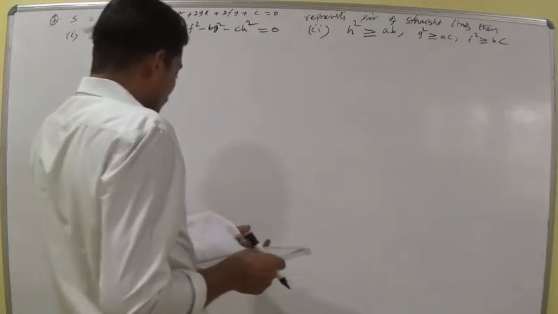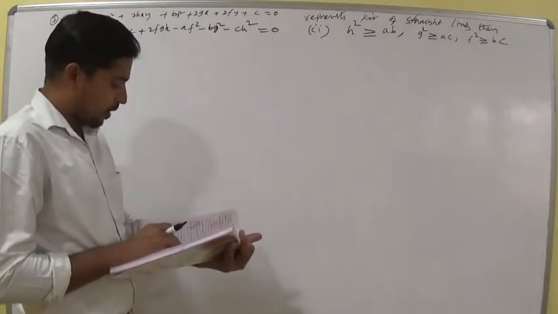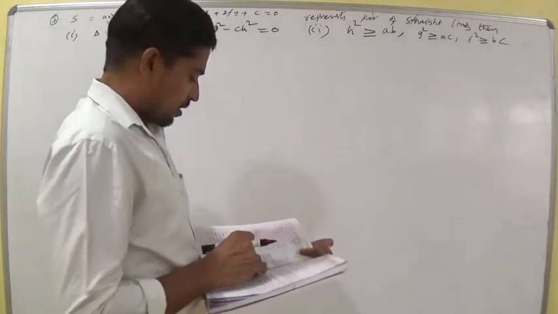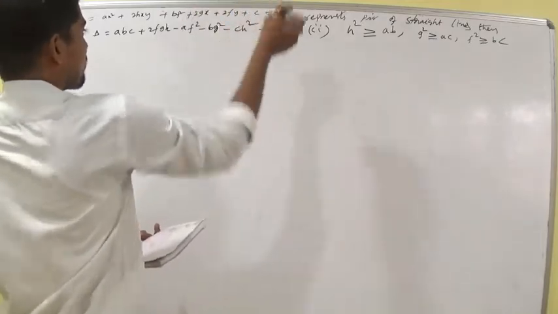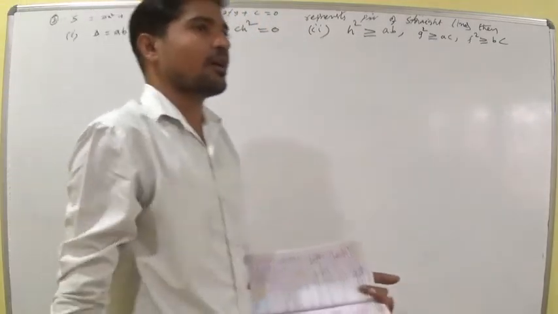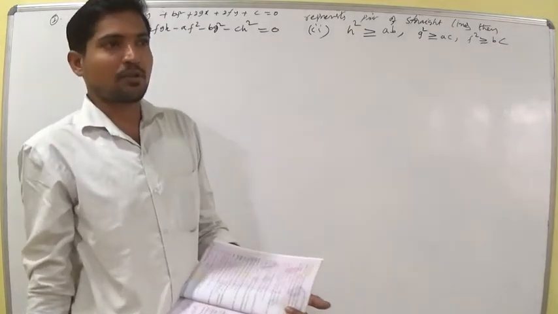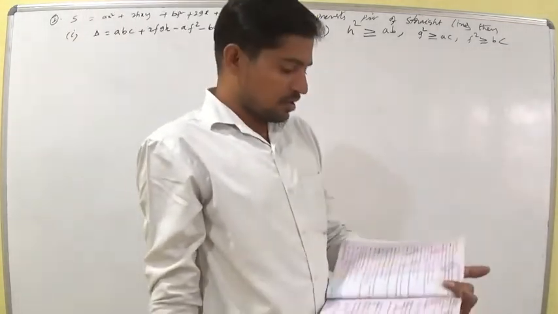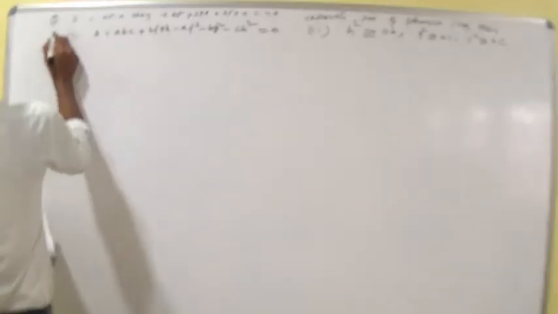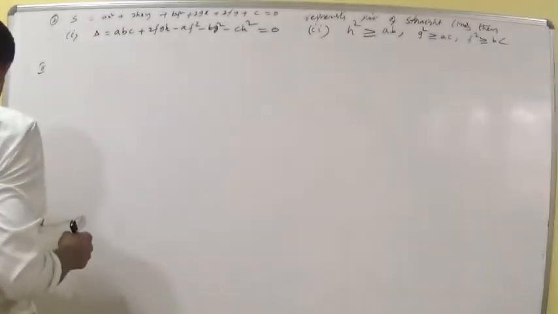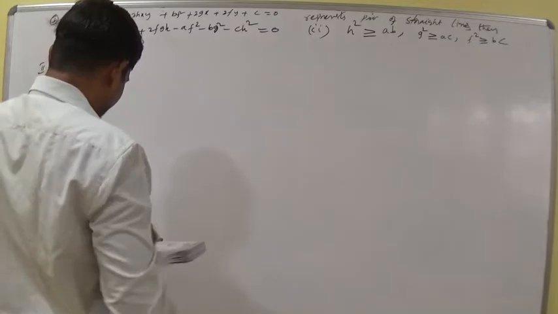Here alpha comma beta is the point of intersection of the pair of lines represented by S, then the equation of the pair of bisectors of the angles between them is h into x minus alpha whole square minus y minus beta whole square is equal to a minus b into x minus alpha y minus beta. Second one, the point of intersection of pair of lines.